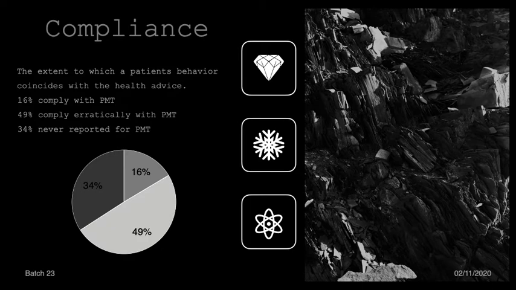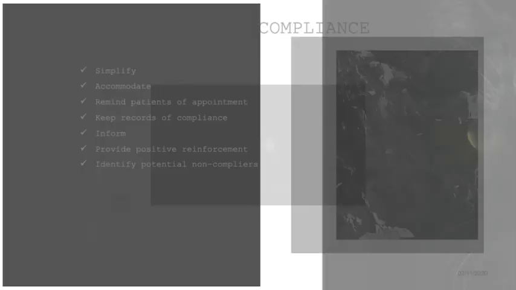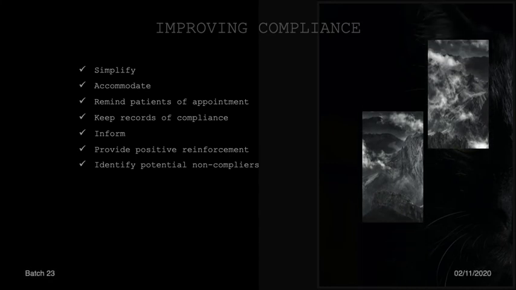34% of the patients will never come back. They will come only when there is a problem. Once the problem is solved, they will not come back for a maintenance phase. They will come back only if a new problem arises. So this is the data which shows the compliance of patients. So it is very difficult to get the patient to comply so that we can implement a proper periodontal maintenance therapy. So how to improve the compliance of the patient?